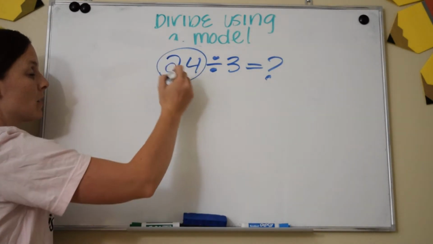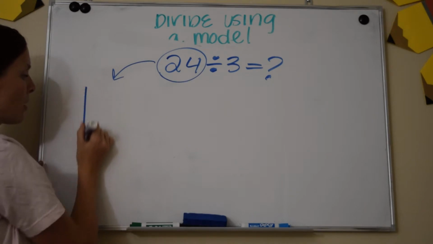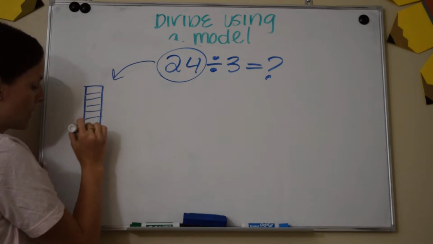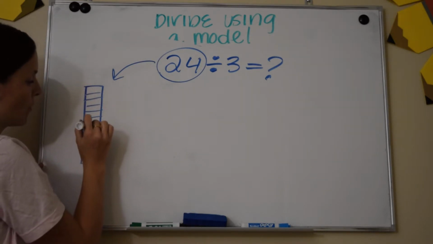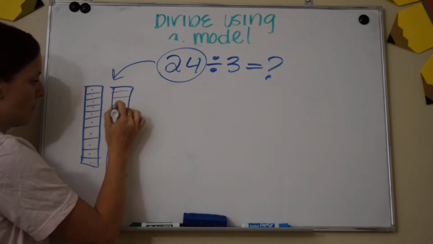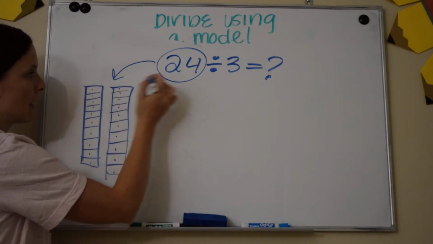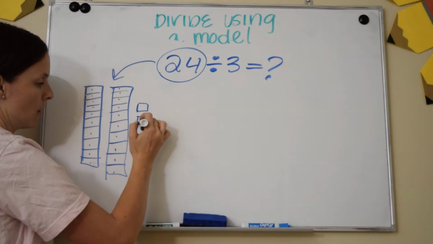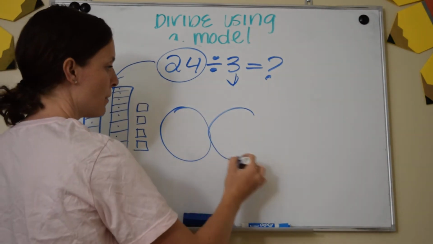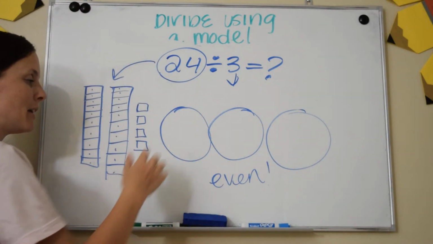First, remember the number that's over here is always the number that's going to be drawn in your models. So 24, we go by blocks of 10, it's just easier. So if this is 10, 10, okay, and then I have another one to make 20. 1, 2, 3, 4, 5, 6, 7, 8, 9, 10, and then I have 4 ones. Okay, and how many groups? We have 3 groups. So I always draw 3 big circles. And I always write even to remind myself I must be putting them in evenly.